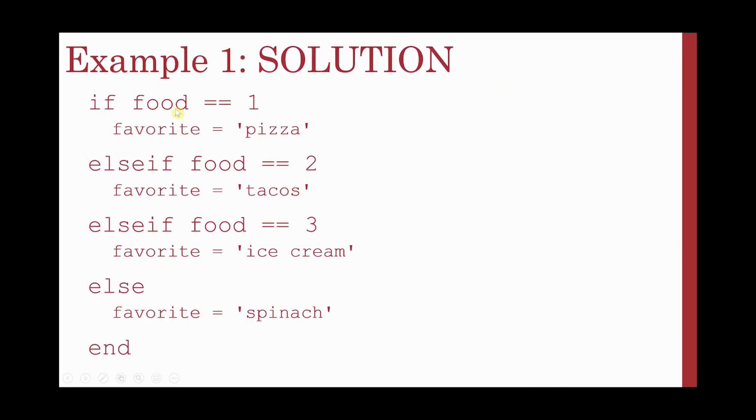So what do we get? Well, I can say if food equals 1, we're going to have pizza. If food equals 2, it's tacos. If food equals 3, it's ice cream. Else, our favorite is spinach, because a menu only stores the numerical value of the button that was clicked and not the text that it contains.